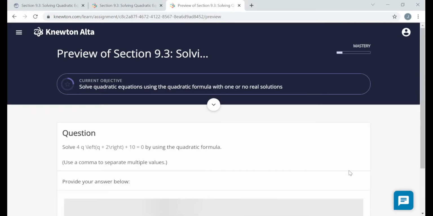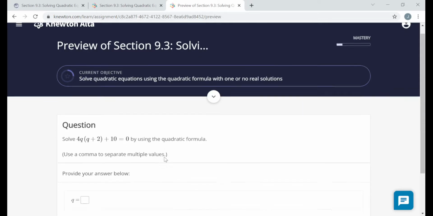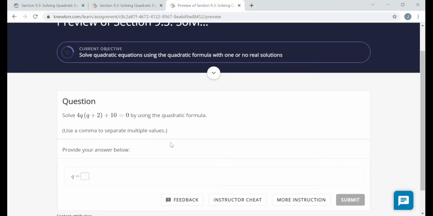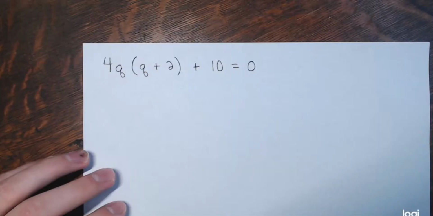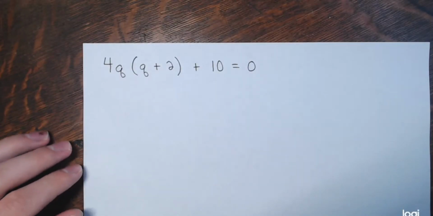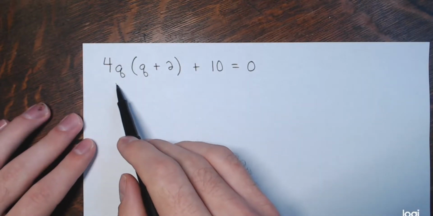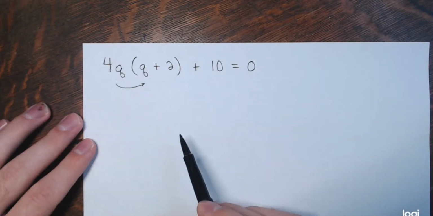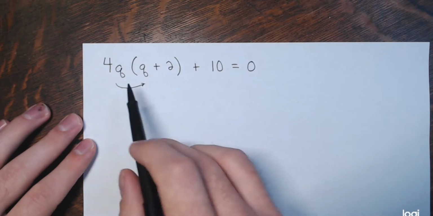So we're in the same objective, where the discriminant is going to be 0 or negative. And we're again asked to solve using the quadratic formula, and use a comma to separate the multiple values if there are multiple values. So this equation is pretty similar to the last one I did. I'm going to distribute the 4q. First I want to put it in standard form, which it's not right now.